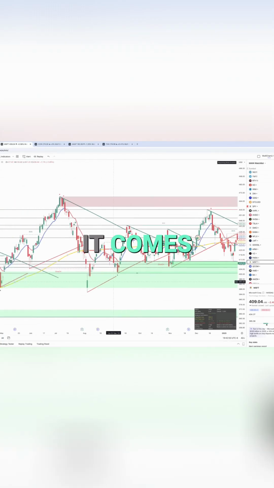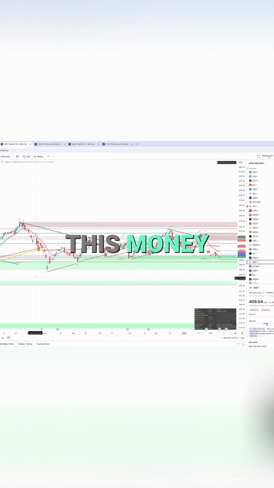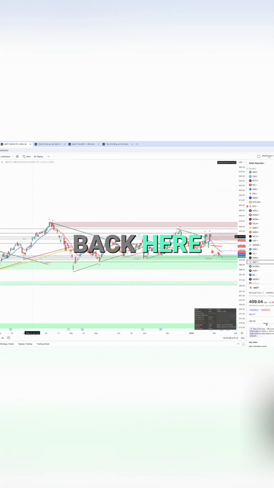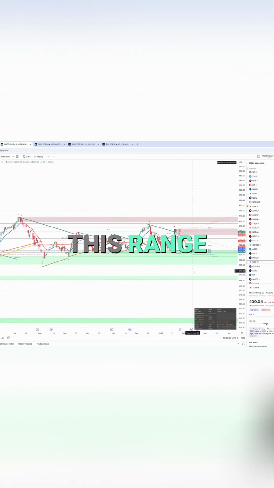That's why every time it comes down, if we zoom out, every time Microsoft comes down into this money, so they started back here, they pushed down to this money, this green money. They pushed back out, came back down to it, bounced back out. It's just been bouncing out of this little range for quite some time now. This has been going on since May of last year, right? So they just keep coming in here, bouncing out of this buy zone, and smart money keeps buying them up in this range. All right.